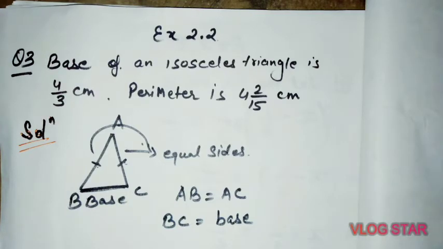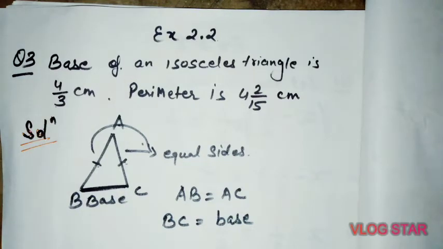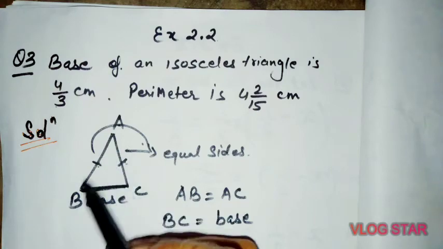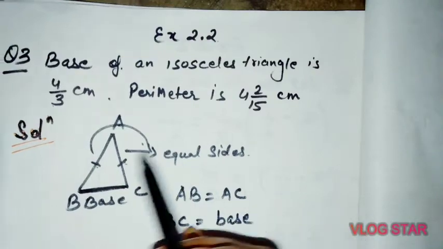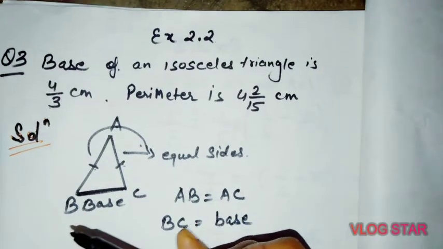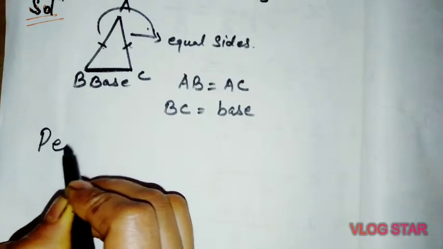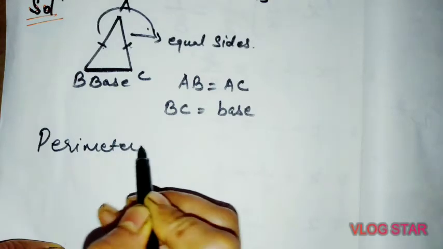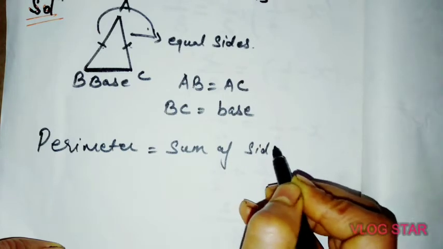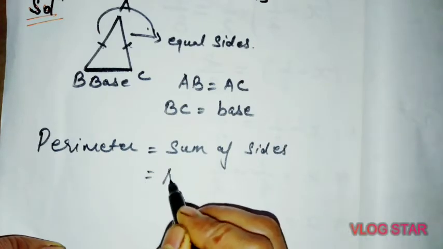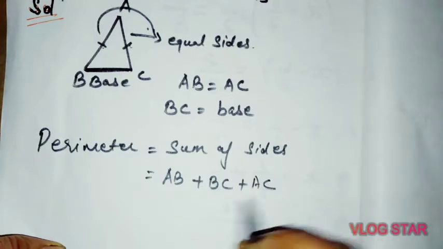Now the question says that this base is given 4 upon 3 centimeter, and the perimeter, meaning the sum of all the three sides, is 4 and 2 by 15 centimeters. So you have to find out either of these two sides. So let us find out the solution. Perimeter is given as sum of sides. Sum of sides means AB plus BC plus AC.